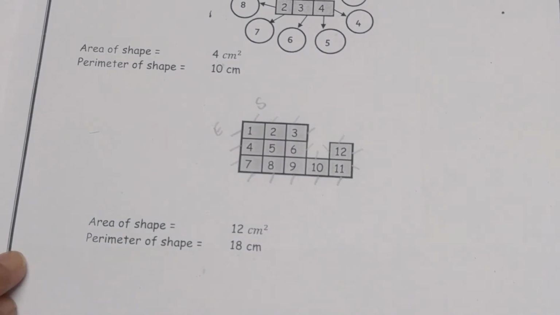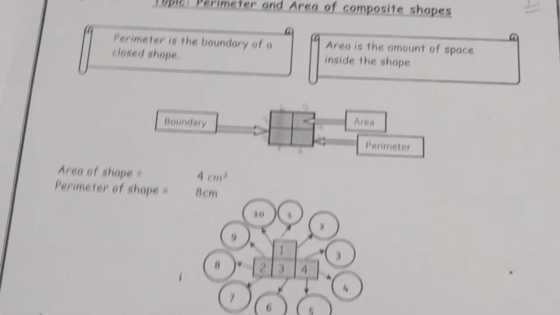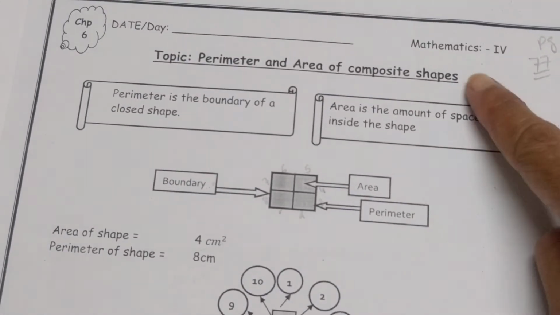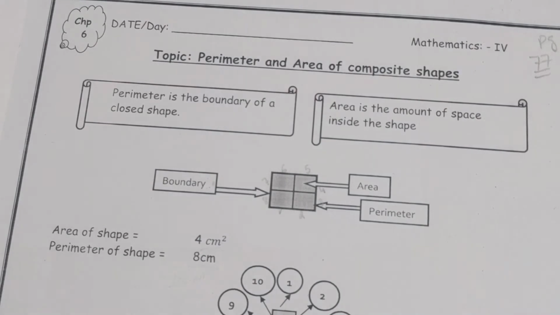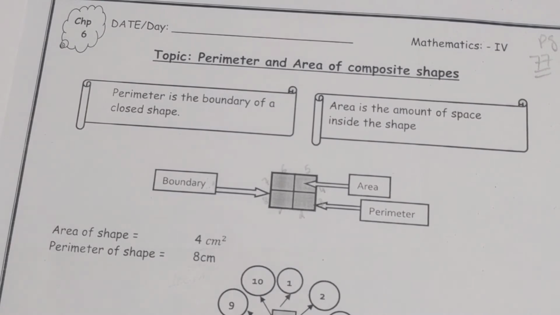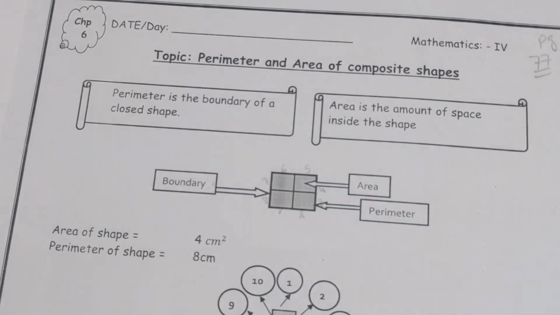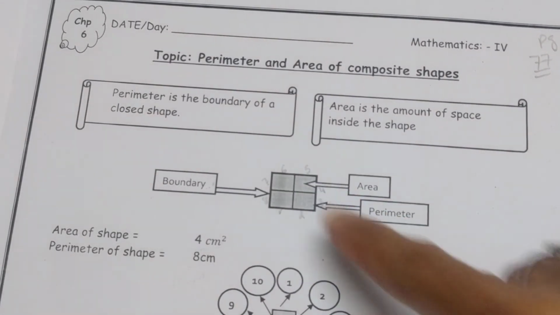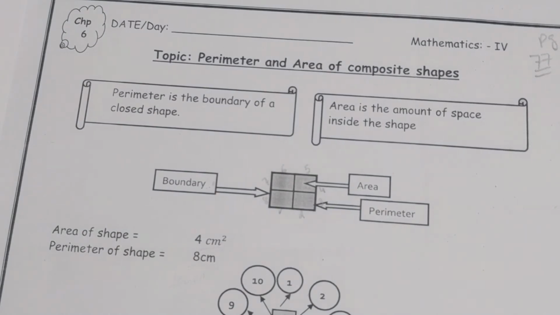Hope the difference of area and perimeter of the composite shape is now clear. Perimeter is the boundary of the shape or figure, and area is the amount of space inside the shape. To calculate the area, you will just count the shaded portion of the given figure, and for perimeter you will calculate the boundary of each given box. Clear?